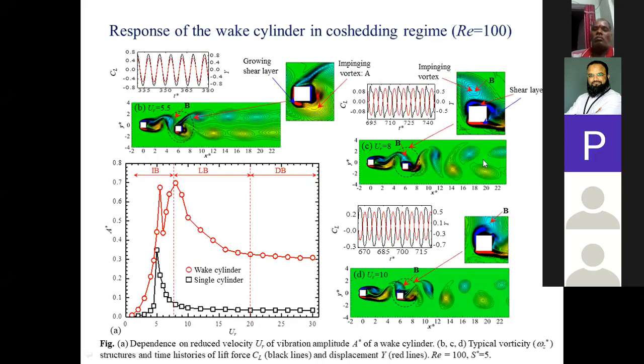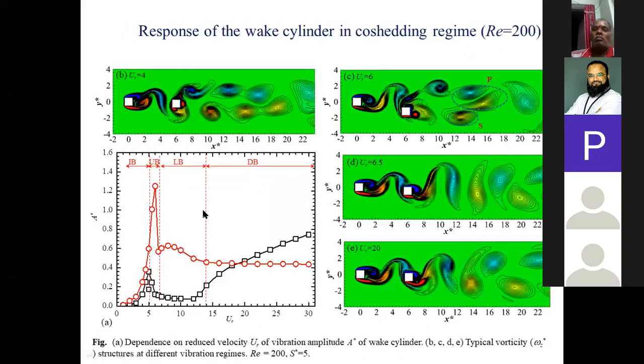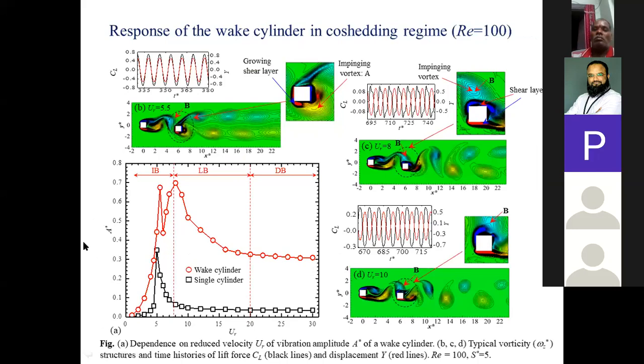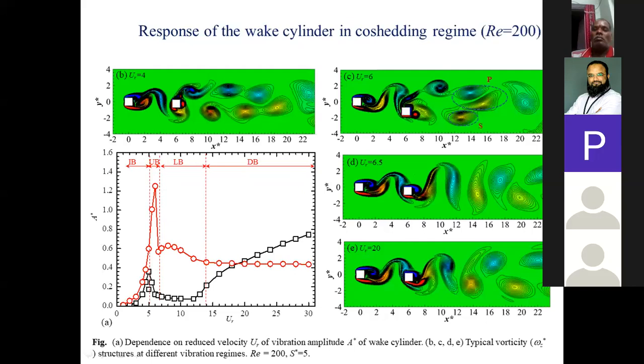Now, similarly, if you increase the Reynolds number from 100 to 200, you can see the amplitude curve is increased more compared to Reynolds number 100. If you see the previous slide, there the maximum peak amplitude is around 0.7. Here it is around 1.3. So at this low Reynolds number, we observed larger amplitude fluctuation in this big vibrating cylinder, which is remarkable in terms of harvesting energy from these sources.